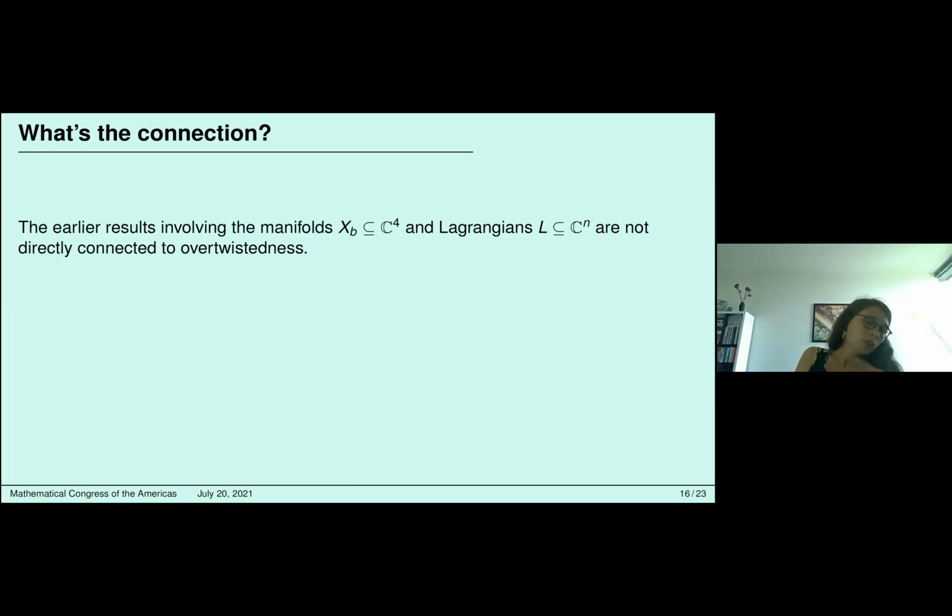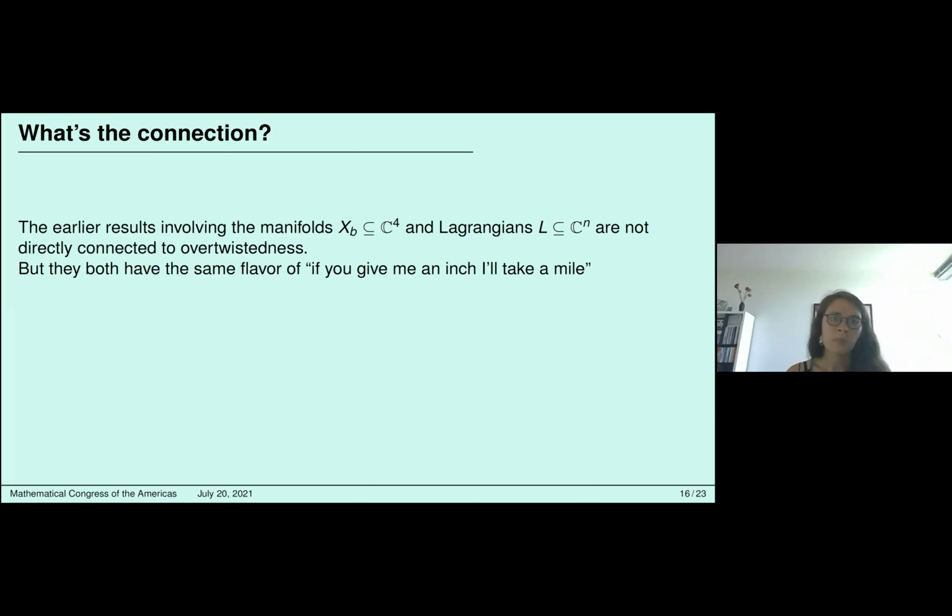Okay, great. So now, what's the connection between these sort of things? I talked a lot about Lagrangians in the beginning, and then I took a hard turn and introduced this contact geometry, and I'm talking about this a lot. Now, you can maybe see there's an analogy, but it turns out these things are not directly connected, but they both have the same flavor of: if you give me an inch, I'll take a mile.